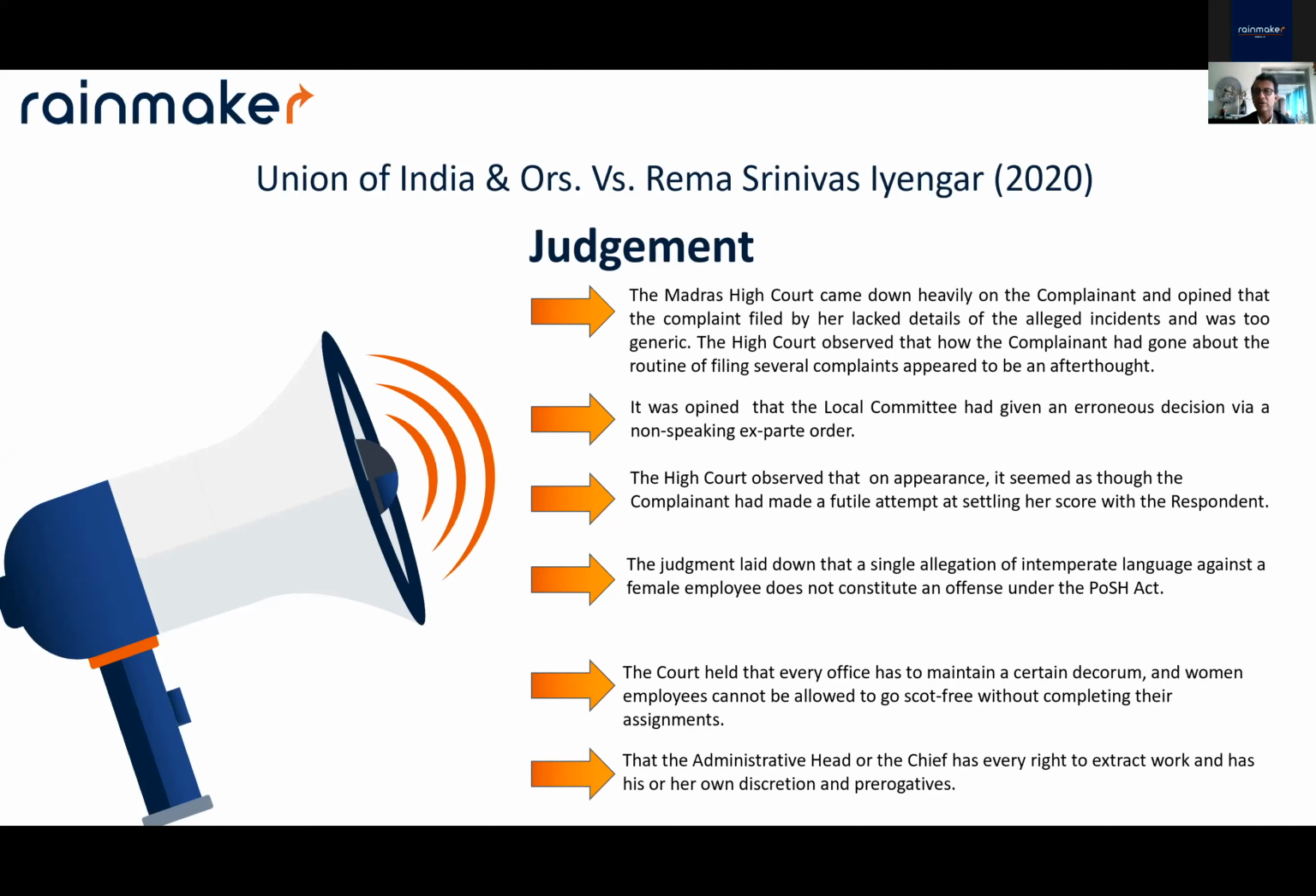That the administrative head or chief has every right to extract work and has his or her own discretion and prerogatives. So the court is basically saying that this is now boiling down to the head of the department being allowed to do whatever he or she needs to do to get the job done, right? So the court does not feel that it's a POSH issue. Actually, the court also does not even feel that it's an HR issue. It just feels that if the head of a department or a company is not given a free hand to get the job done, then work is going to suffer. And hence, they felt that it was a case of a departmental head just trying to get the work done from a subordinate.